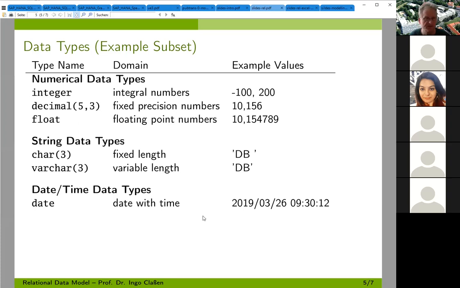Any questions here to the data types? That seems not to be the case.